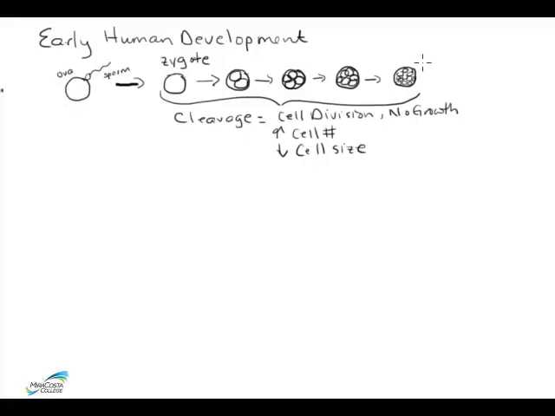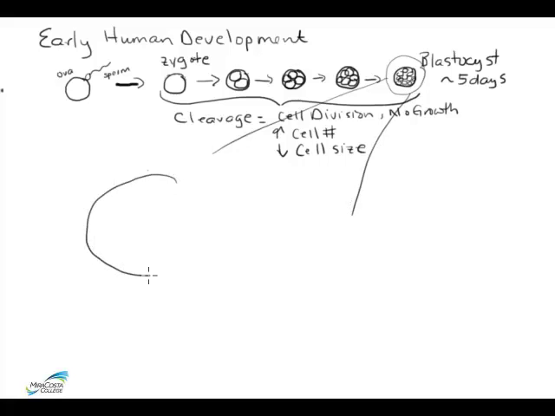The end product of cleavage, this little ball of cells, is called a blastocyst. And this whole process takes about 5 days following fertilization, start to finish. If we zoom in and take a look at that blastocyst in a little bit more detail, what we would see is something that looks like this.